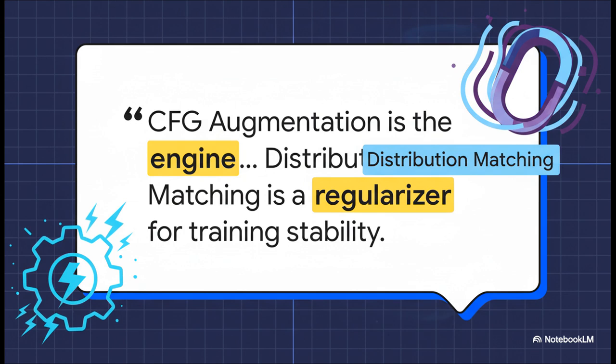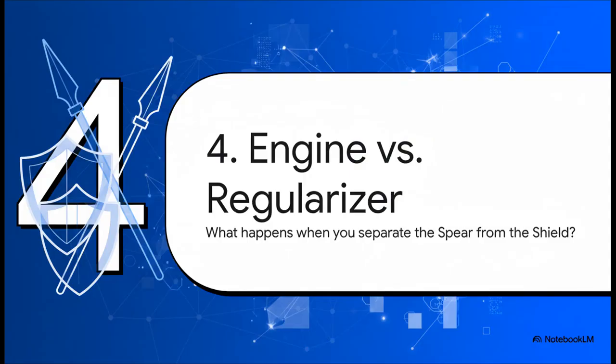The big takeaway is that the part everyone thought was the entire method, this distribution matching, is actually playing a supporting role. The real star of the show, the engine that's actually driving the incredible speed up, was this previously overlooked CFG augmentation. I mean, this completely reframes how we understand how these models learn to be so fast. Okay, so if this theory is right, what happens when you try to use one without the other?